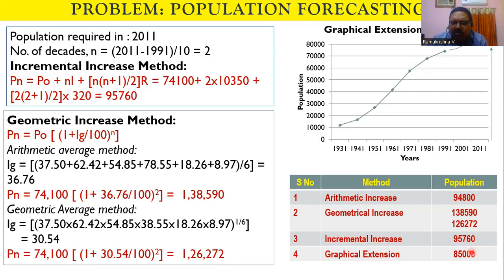As usual, the geometrical increase value is going to give you the higher predictions of the population. So this is how we try to understand the population growth predicted by these four methods. Usually these four methods are regularly used to calculate the population for any water supply projects, and they are very simple methods to use.